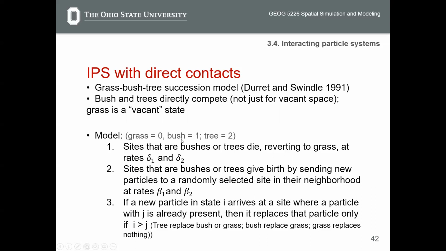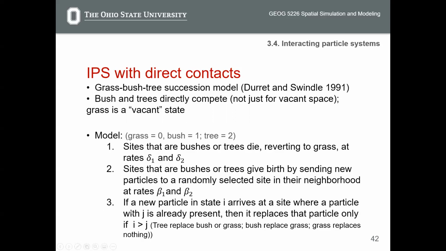Grass is equal to 0, bush is equal to 1, tree is equal to 2. Sites that are bushes or trees die, reverting to grass, at rates delta 1 and delta 2. Reverting to grass means 1 or 2 changes back to 0. So we still use delta 1 and delta 2 for their death rates. Sites that are bushes or trees give birth by sending new particles to a randomly selected site in their neighborhood at rates beta 1 and beta 2.